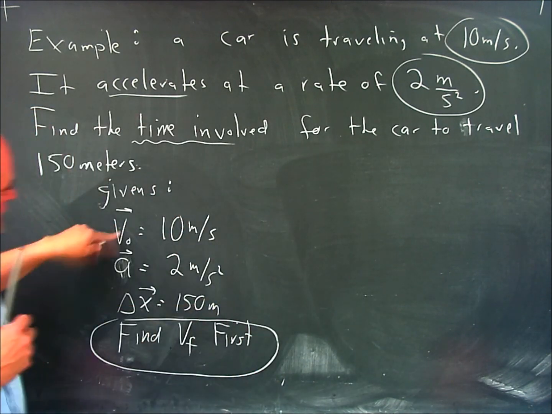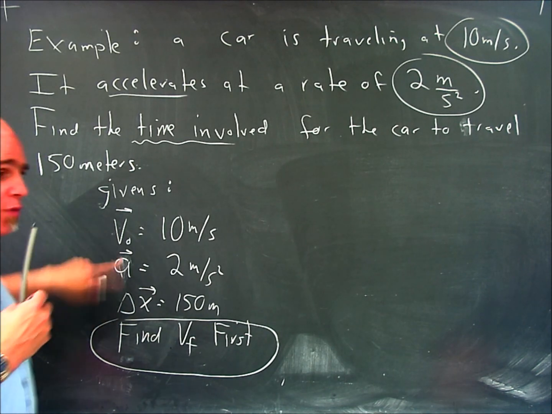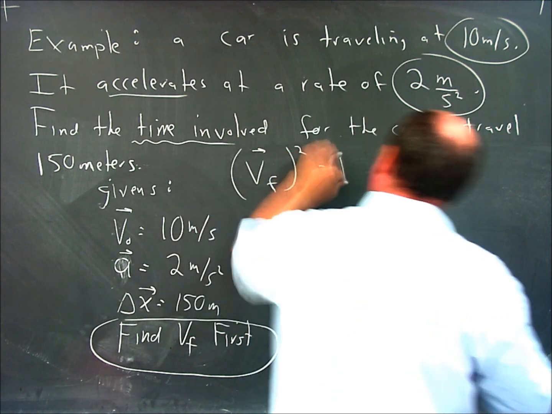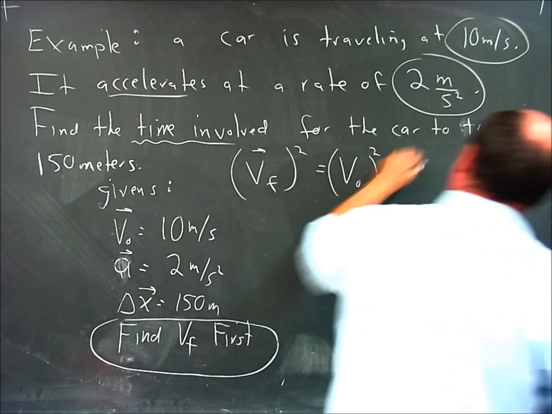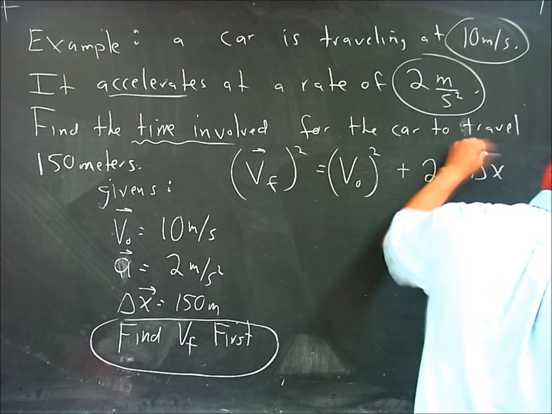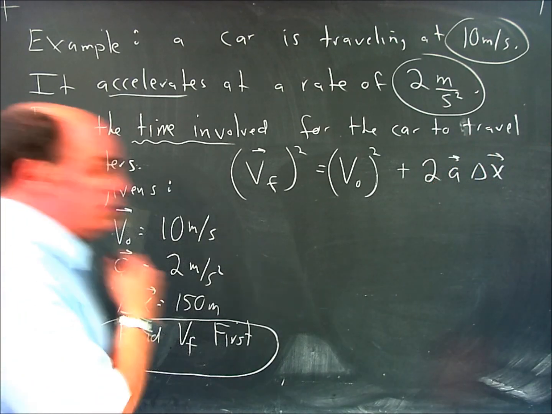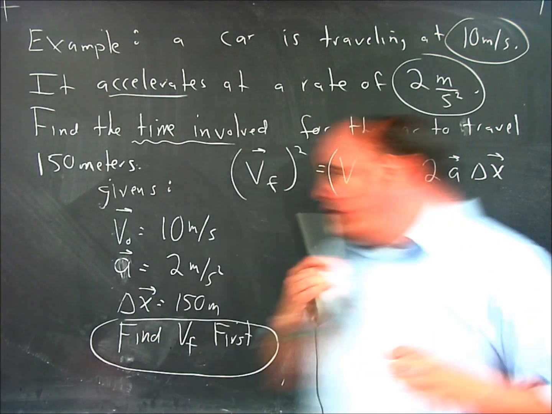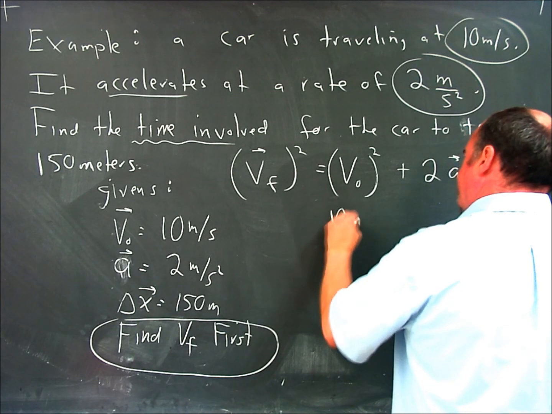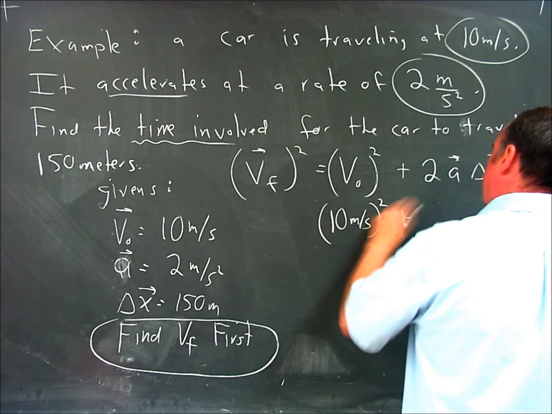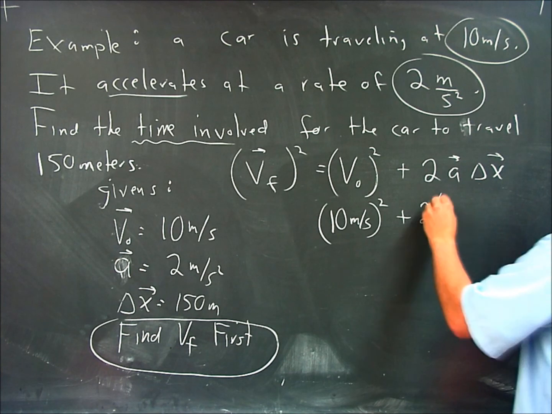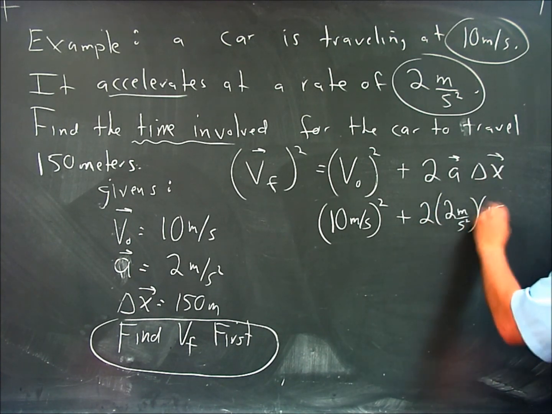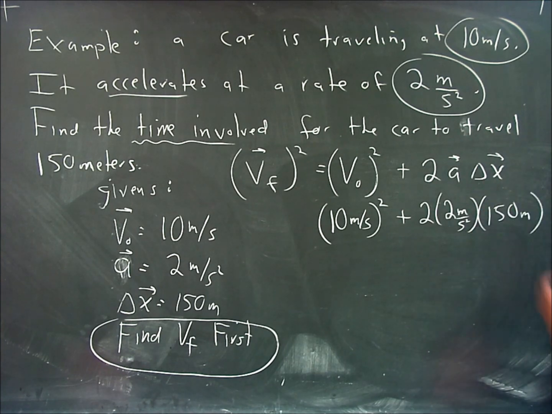If we wanted to have these four things in one problem, which formula would we use? We would use this one. With those four things, I can just plug in what I have. The initial velocity is 10 meters per second, and I have to square it, plus 2 times the acceleration, this number 2, times delta x, this number 150. So I can just keep on working.